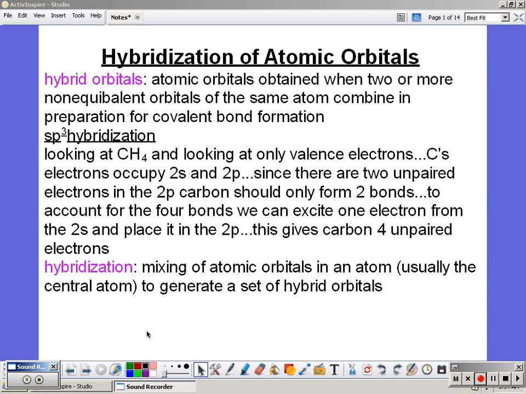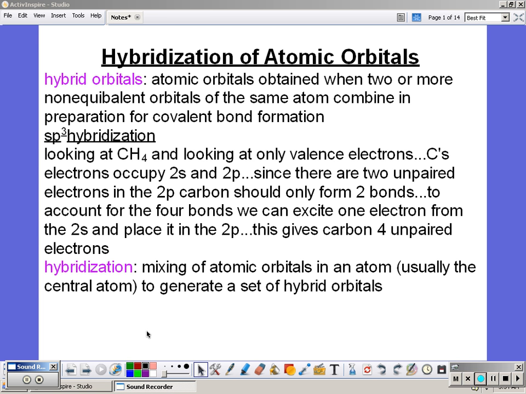Hybridization of atomic orbitals. A hybrid orbital is an atomic orbital obtained when two or more non-equivalent orbitals of the same atom combine in preparation for covalent bond formation. If we look at the most common, sp3 hybridization, and look at CH4 as an example, we're only looking at valence electrons because those are the ones that bond.